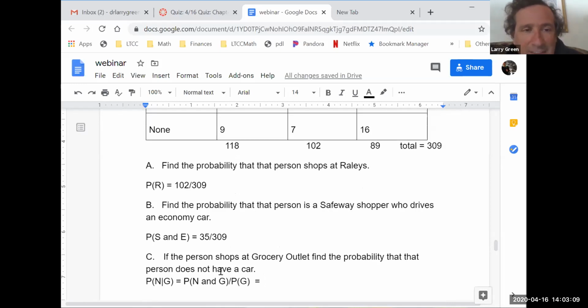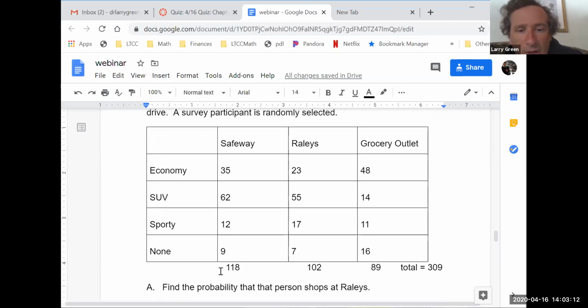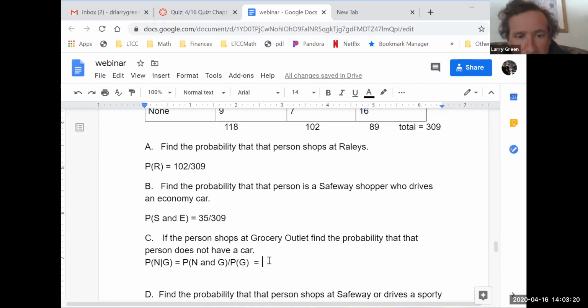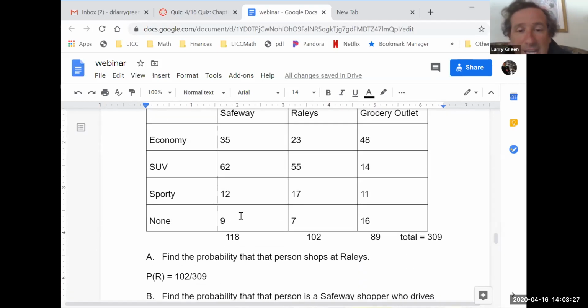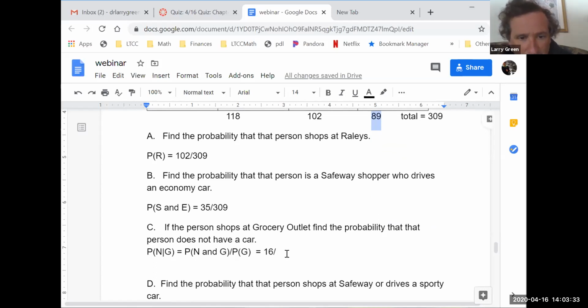And the N and G, there were 16 of them. So 16 will be the numerator. Probability of G, those are the Grocery Outlet shoppers. There were 89 of them. So that's over 89. And that's good enough. If you're doing this on the computer with the computer graded stuff, you'll probably have to put it as a decimal, but read the instructions.